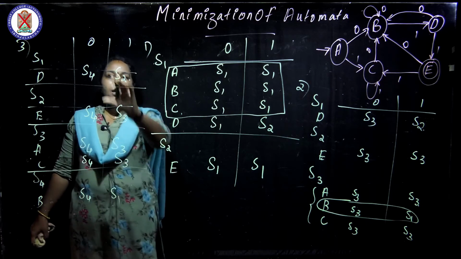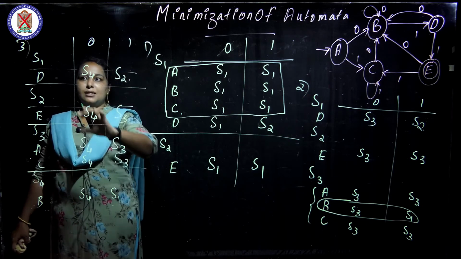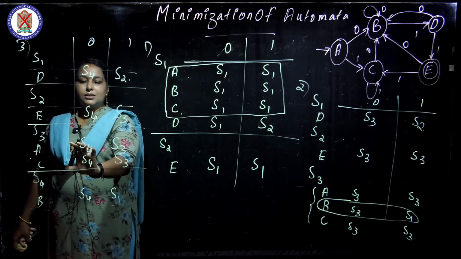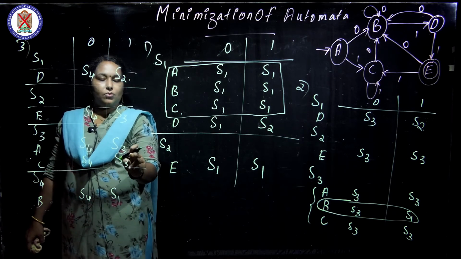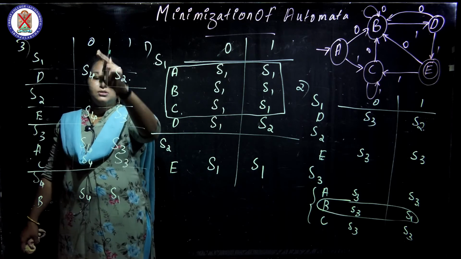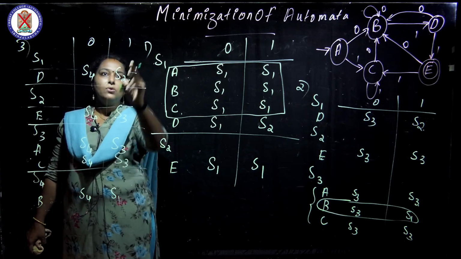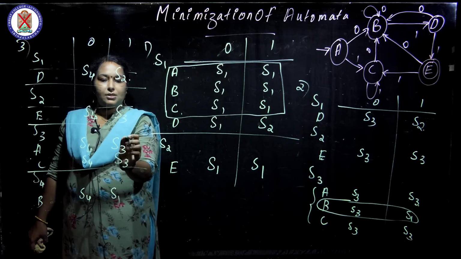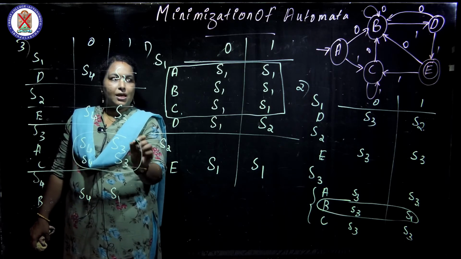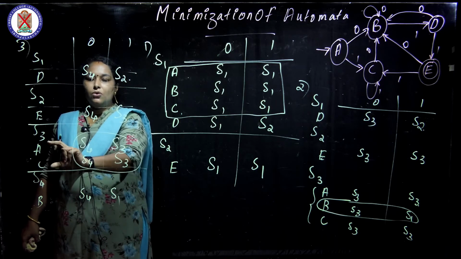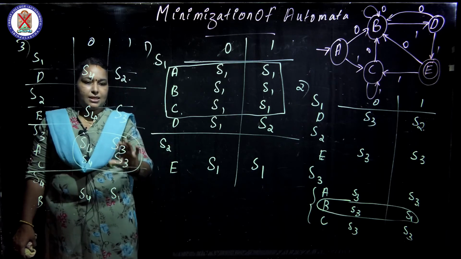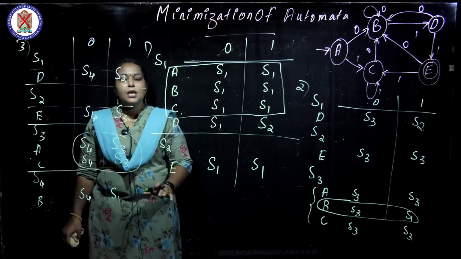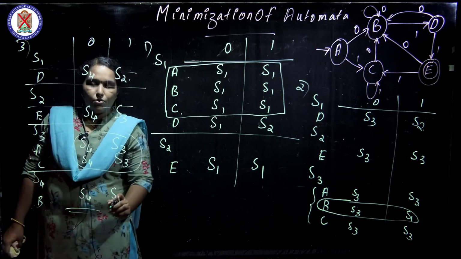So look at here, all the group have the same transition, D, S4, S2. Look at here, this will be A on 0 goes to S4, A on 1 goes to S3, C on 0 goes to S4, C on 1 goes to what? S3. So this transition has been correct. So on 0 it goes to the same state, and on 1 it goes to the same state. Same state means same set. So till this you have to repeat.